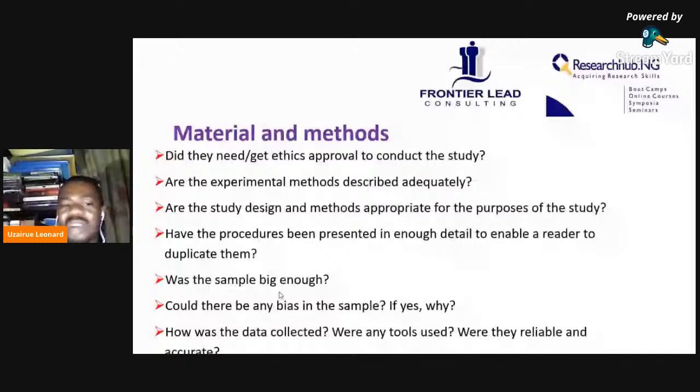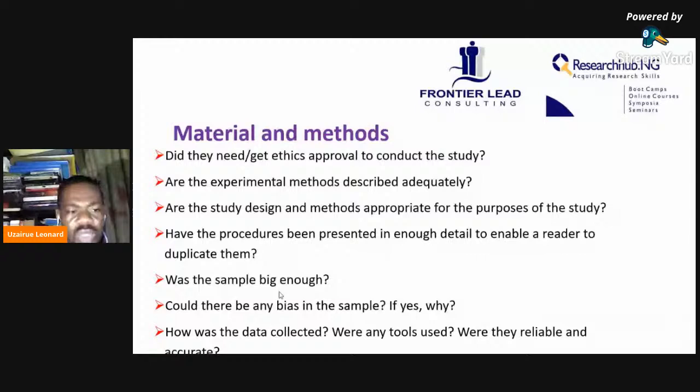Your study design is very important, because if your study design is wrong, automatically that research is wrong. You can't use a wrong study design. For example, you are doing a comparative study, but you are using a design for a cross-sectional study. Automatically that will nullify the effectiveness of that study.